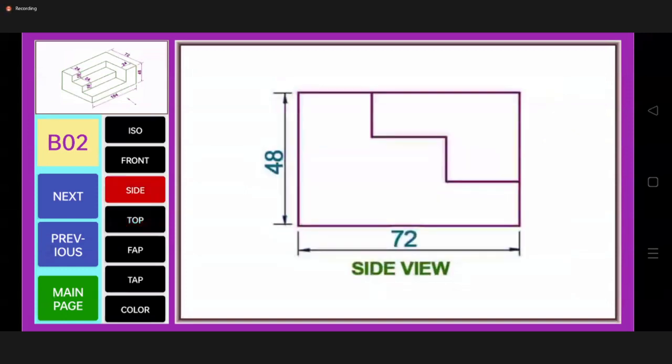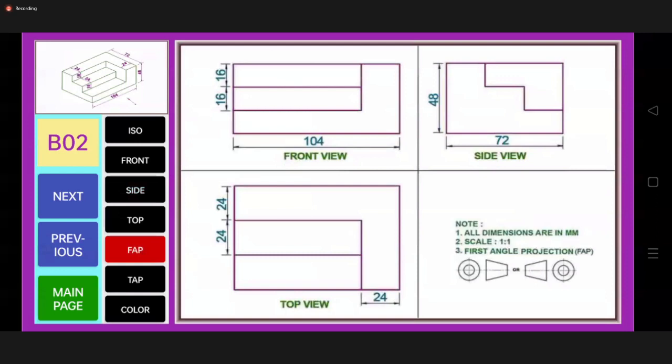which side view is this, LHSV or RHSV? LHSV. Okay. And if I want to draw all these three views using first angle projection, it looks like this. Front view 104. Then the height is 48. The length is common between front and top, while the depth is common in top and the side.